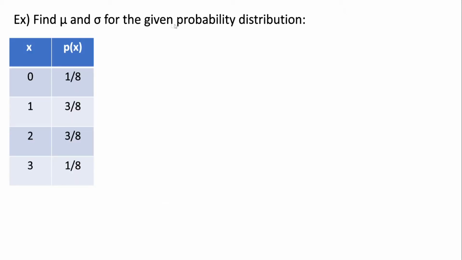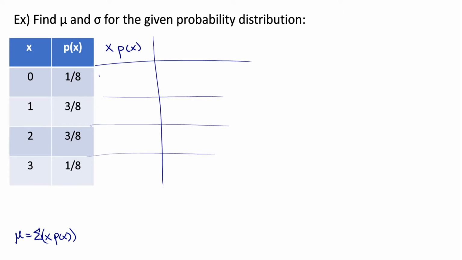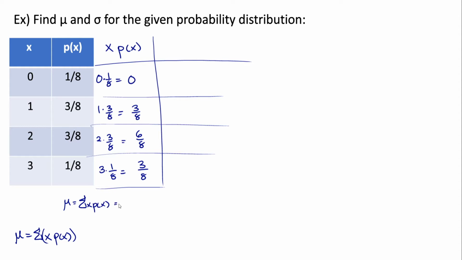We want to find mu and sigma, or we want to find the mean and standard deviation for the given probability distribution. So if you remember our formula for the mean, it's the sum of each x value times its probability. So we'll make another column over here for multiplying each x value by its probability. So we have 0 times 1/8 is 0, 1 times 3/8 is 3/8, 2 times 3/8 is 6/8, and 3 times 1/8 is 3/8. Now we need to add all of these up to find our mean, and this adds up to 12/8, or 1.5.